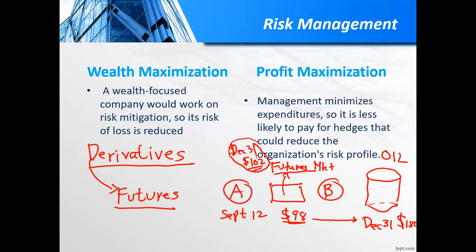It buys futures, meaning delivery will be done on December 31. Conducted now, the transaction is made now, September 12. The delivery will be on December 31, okay, at $102. But the price today is 98. Okay? So is this a good move?